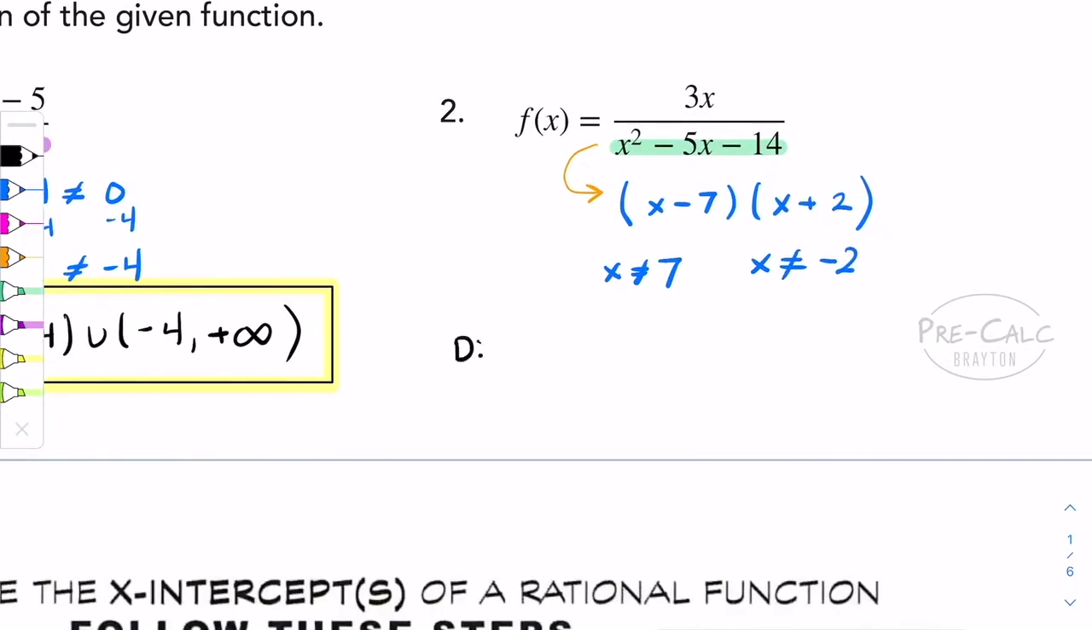The domain is from negative infinity to negative 2, union negative 2 to 7, union 7 to positive infinity.